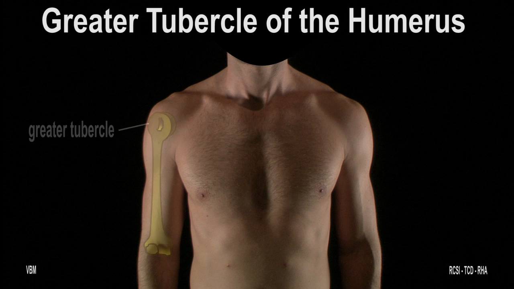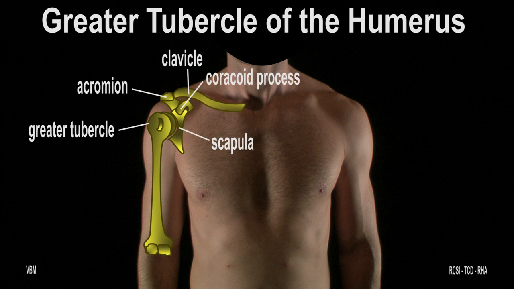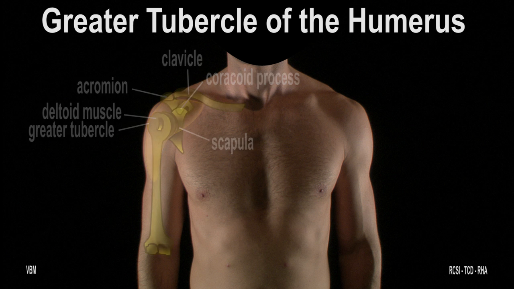Greater tubercle of the humerus. The greater tubercle of the humerus is lateral and projects beyond the acromion. It forms the roundness of the shoulder joint. Grasp it through its covering deltoid muscle.